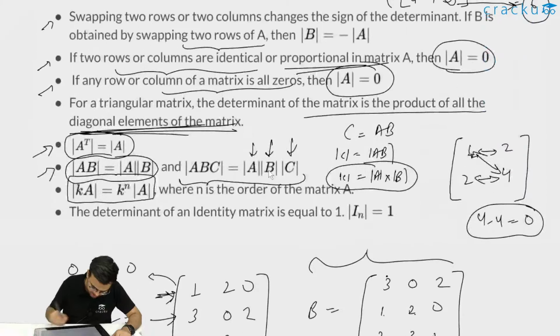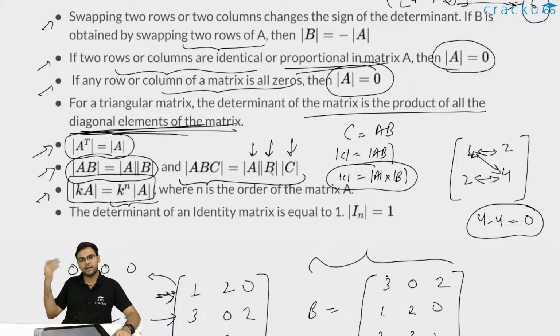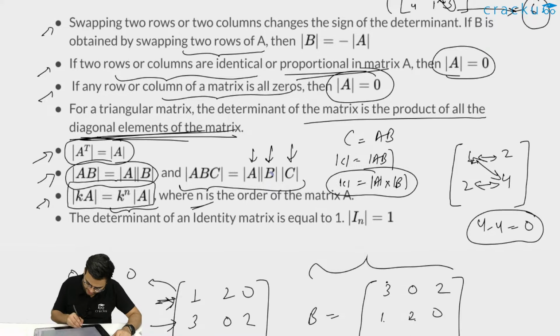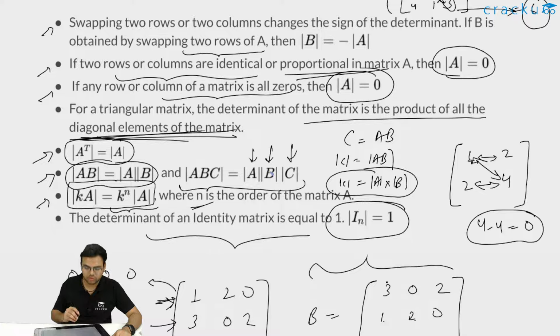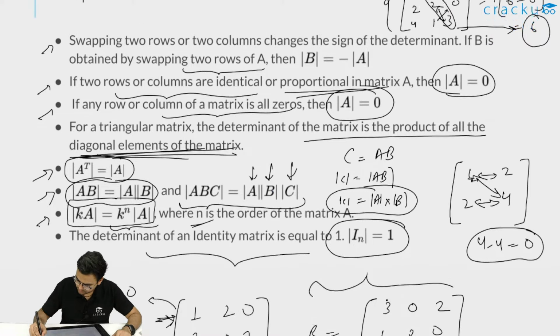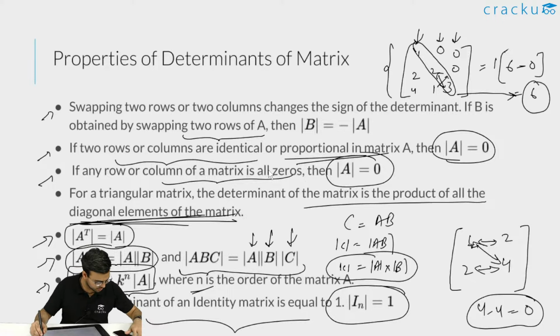So this is mentioned here. If you multiply a matrix by a scalar quantity K, the determinant of that matrix will be K to the power n multiplied by determinant of A, where n is the order of the matrix. And determinant of any identity matrix is equal to 1. It is always true that determinant of any identity matrix is always 1. If you have any doubts in this slide, you can ask, or shall we move to the questions now?